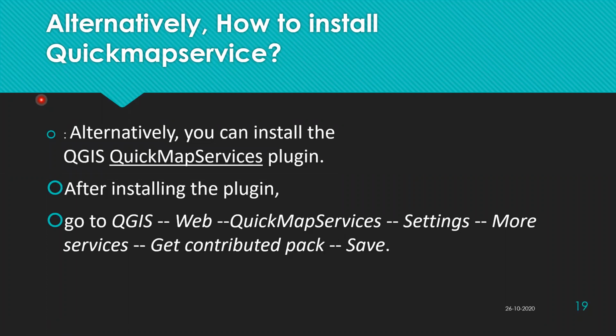Next, what is the alternative way to install this? You can install QuickMapServices. It is an alternative way. Just go to your QGIS plugins and type QuickMapServices. Then you will get that plugin; install that plugin and activate it.